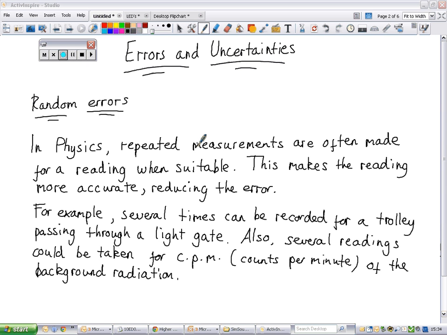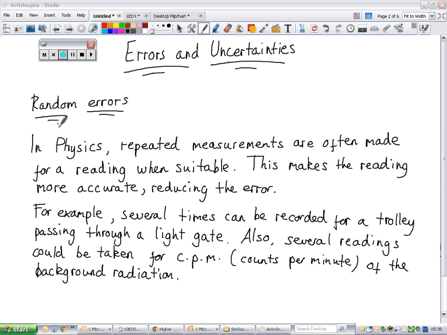So, errors and uncertainties. We talked about random errors first of all. Random errors are the errors that cause your values to be different. So when you carry out an experiment a number of times, it's very unlikely that you'll get a set of results that are exactly the same every single time. The reason for that is the different things that you do every time you're carrying out an experiment, the different things that can happen to make those results different.